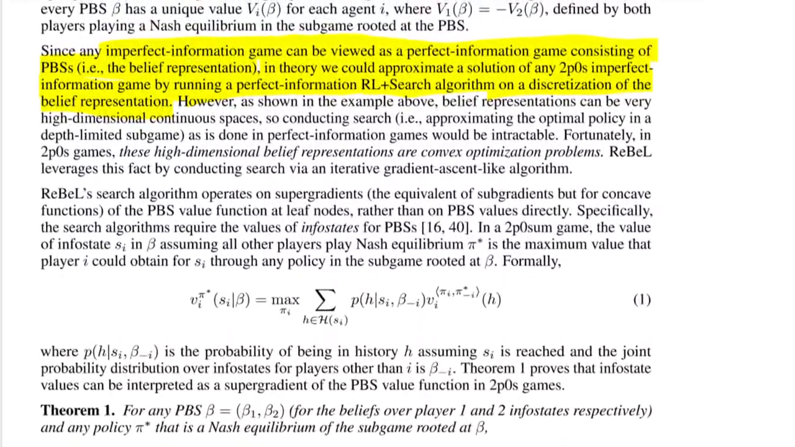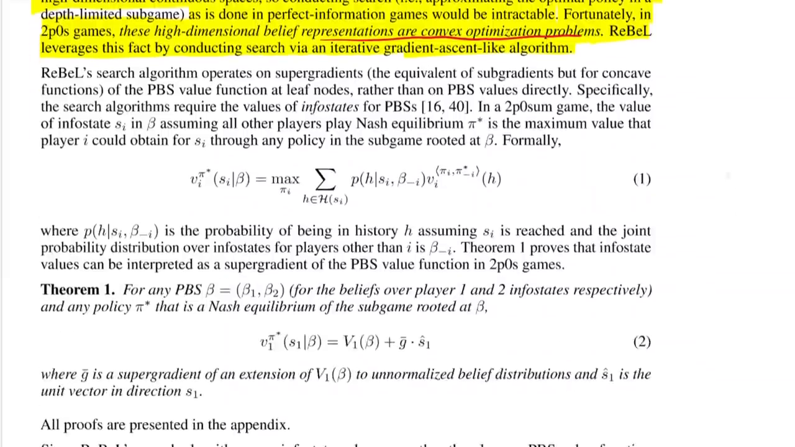So they go on saying, however, as shown in the example above, belief representation can be very high dimensional, so conducting search as is done in perfect information games would be intractable. They say, fortunately, in two-player zero-sum games, these high dimensional belief representations are convex optimization problems. ReBeL leverages this fact via conducting search via an iterative gradient ascent-like algorithm. So I don't know what this sentence means, that the belief representations are convex optimization problems. Maybe this is misformulated or I'm just not understanding it well enough. In general, this section here is a bit of a mystery to me, but I can sort of tell you what I understand of it, okay?